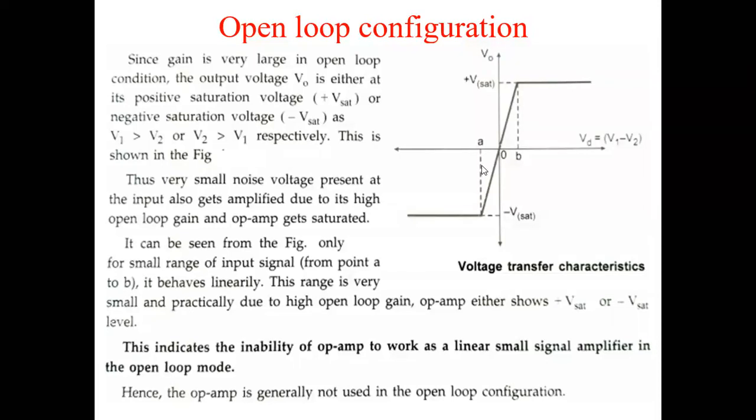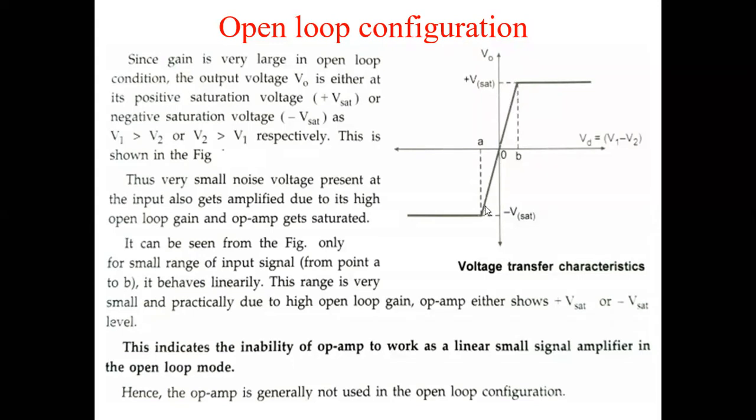So the op amp can work linearly only in this range, A to B, which is in the order of microvolts only. If the input is some microvolts, in the range between A and B, then only will the op amp work in a linear manner. That is not used in many applications, and that is why the op amp is mainly used in closed loop configuration for linear operations.